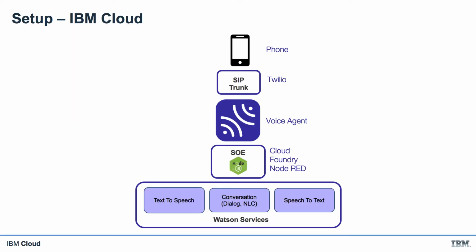At the end of part 2, we'd assembled the building blocks of our solution. We had the Twilio SIP trunk, we had the voice agent on IBM Cloud, we'd implemented a simple service orchestration engine in Node-RED, and we had the 3 Watson services: text-to-speech, conversation, and speech-to-text. In part 2, we built a simple conversation service that allowed us to make inquiries about pizza. So the first thing we'll do is replace that with something a little bit more complex, and this will be the life insurance example, which we saw back in part 1.